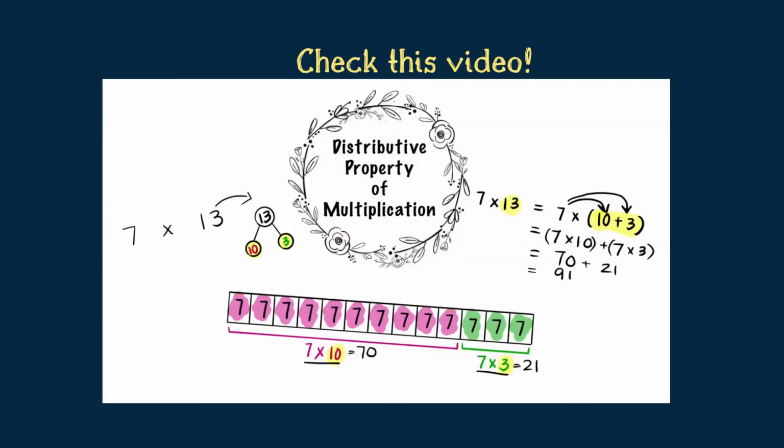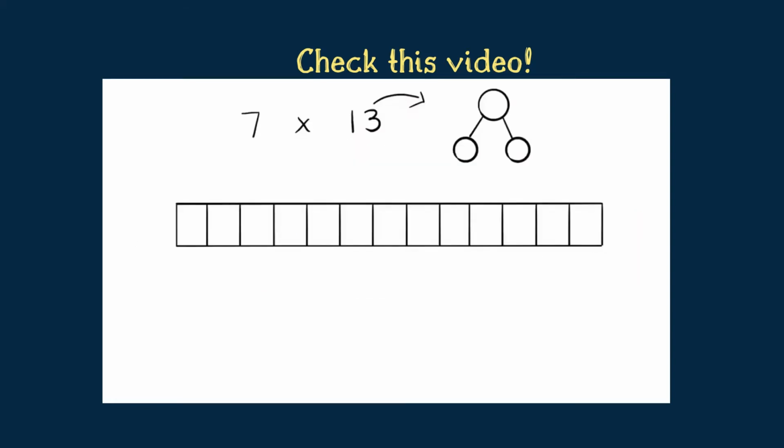Welcome back, Math Grizz. Today, we will be using the distributive property of multiplication. 7 times 13. Since we are using the distributive property, we need to make sure that we break apart the 13. The 13 seems like a very large factor. We're going to make it more simple. We know that 10 and 3 makes 13.